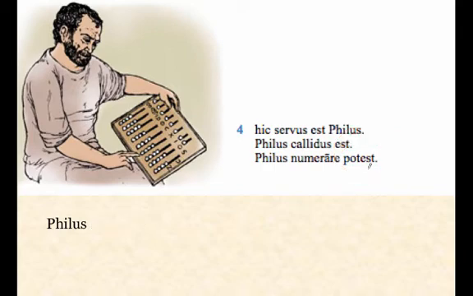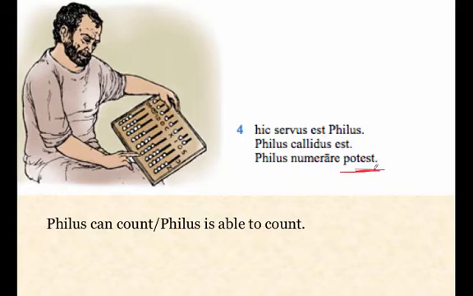Philus can count, or Philus is able to count. So you take this verb, and it's almost always going to be at the end of the sentence, by the way. And then it always works with an infinitive. Infinitives are the forms of the verb that end with an re. So you learned numerat, counts. Now, numerare, to count. Put it all together. Philus can count, or Philus is able to count.